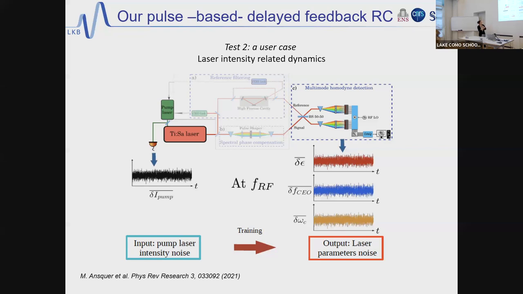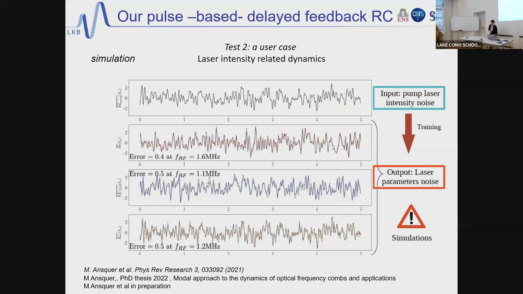Particularly here, we can measure directly the input noise, the pump intensity noise, and recover by the technique the intensity noise of the laser, the noise of the CEO frequency, and the noise on the central frequency. So what we did is to use this as the input data and try our reservoir computer, a very limited one with 35 nodes, to learn the noise that comes out on the three different parameters of the system. These are the simulations that Mathieu did before, with reservoir computing embedded on a computer.